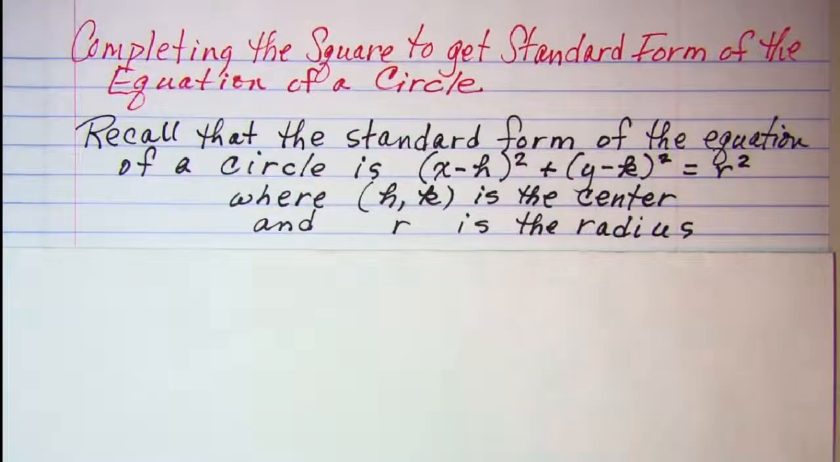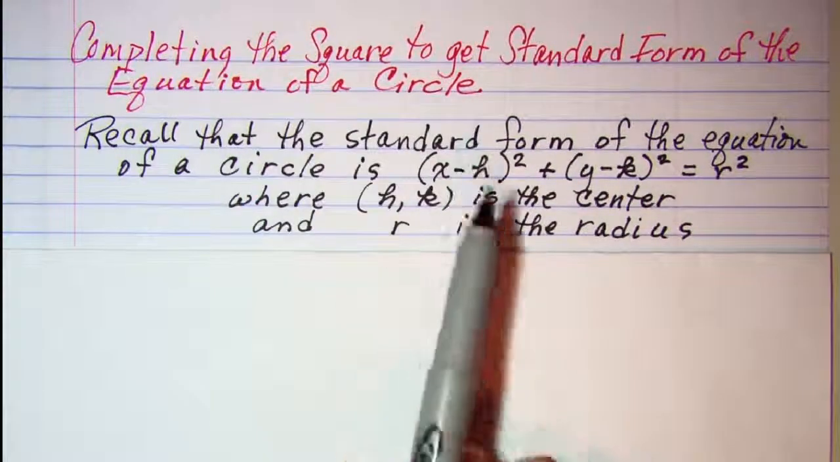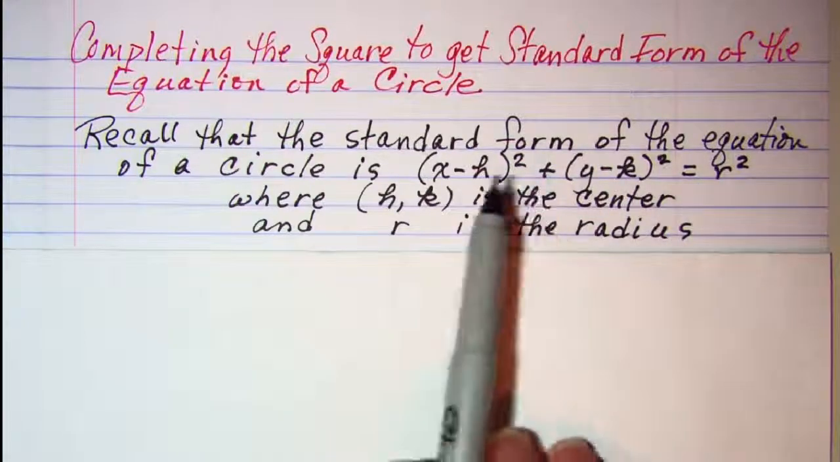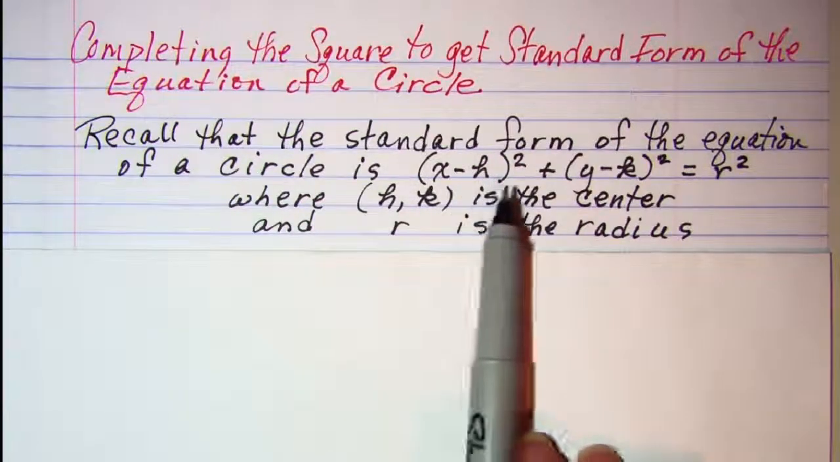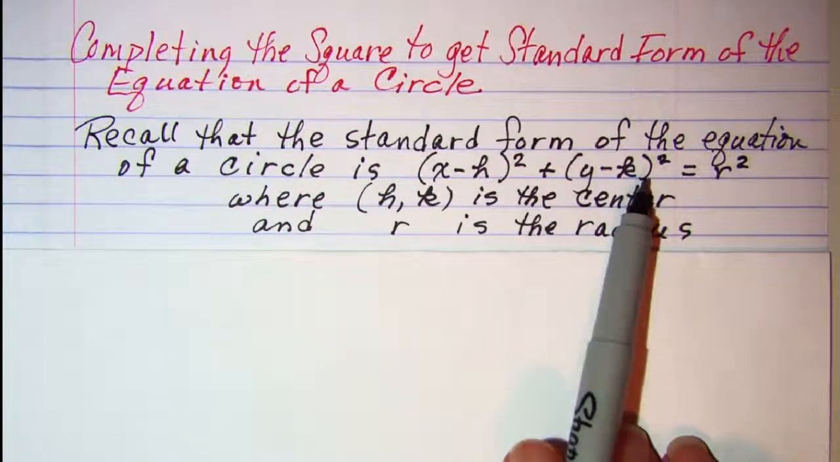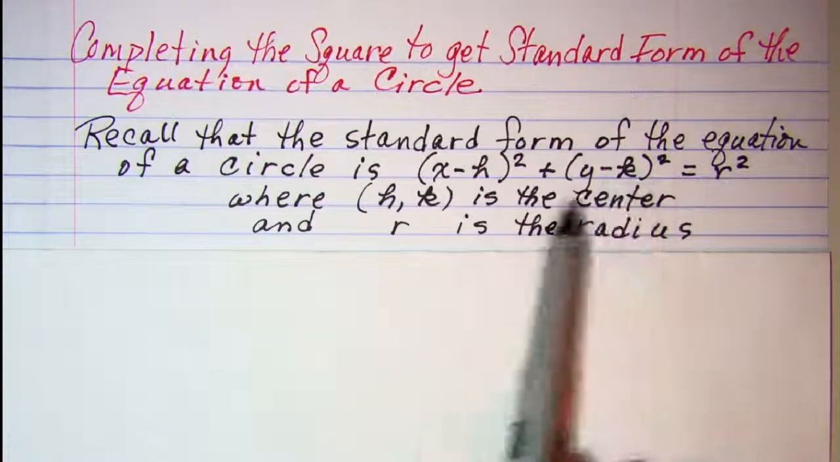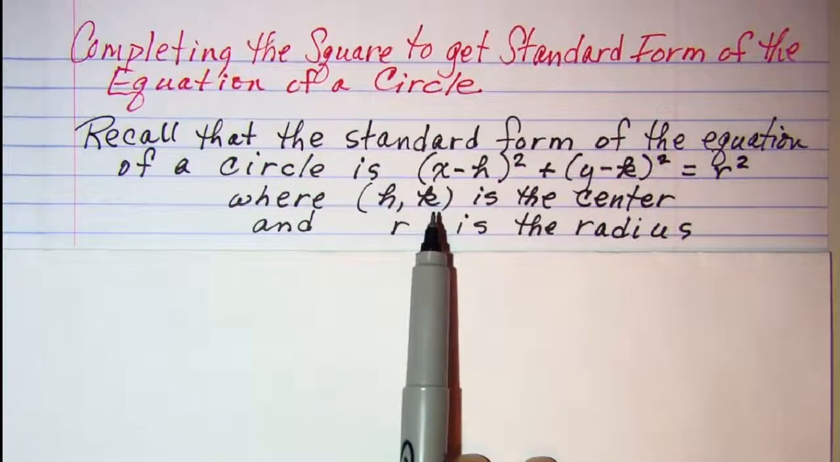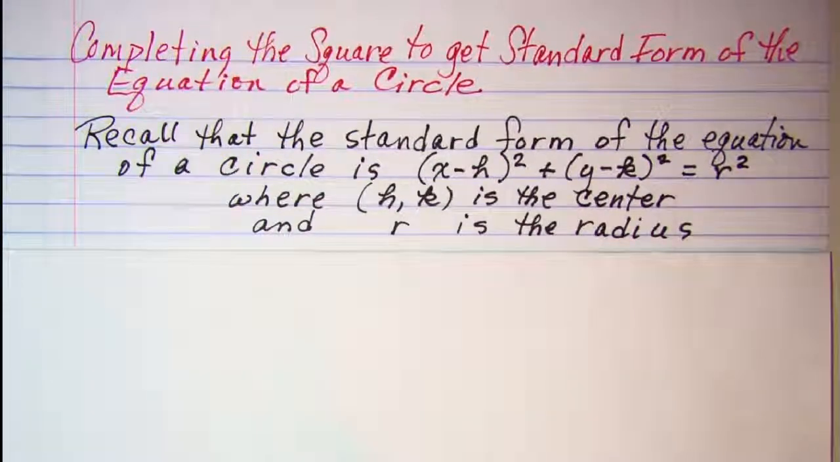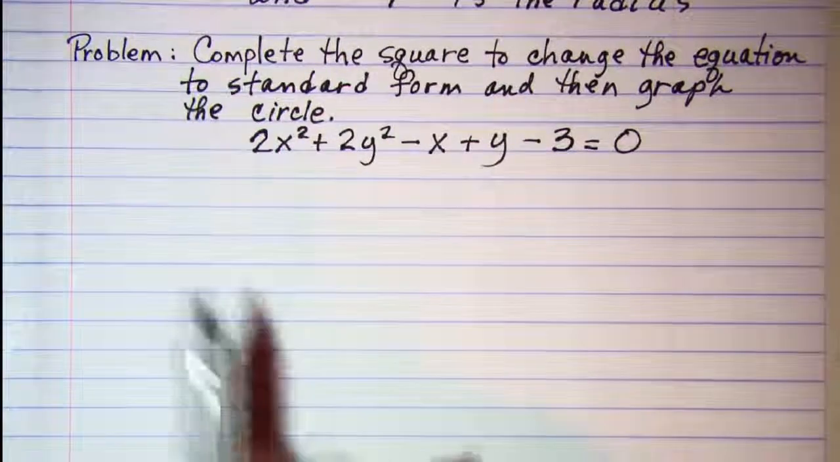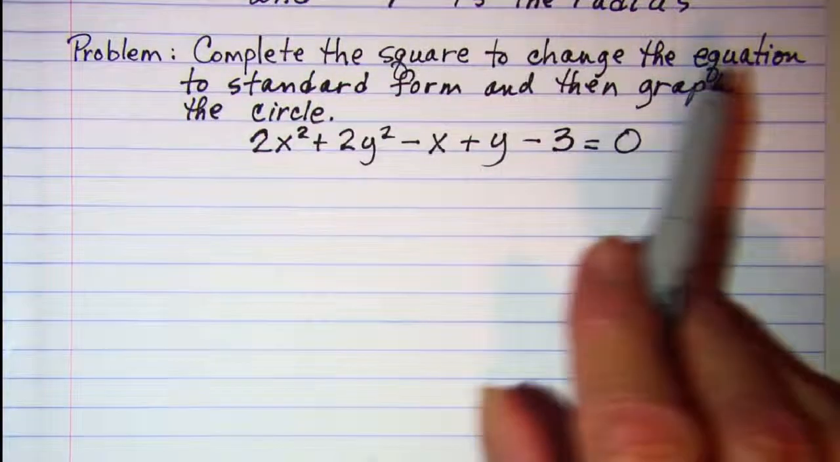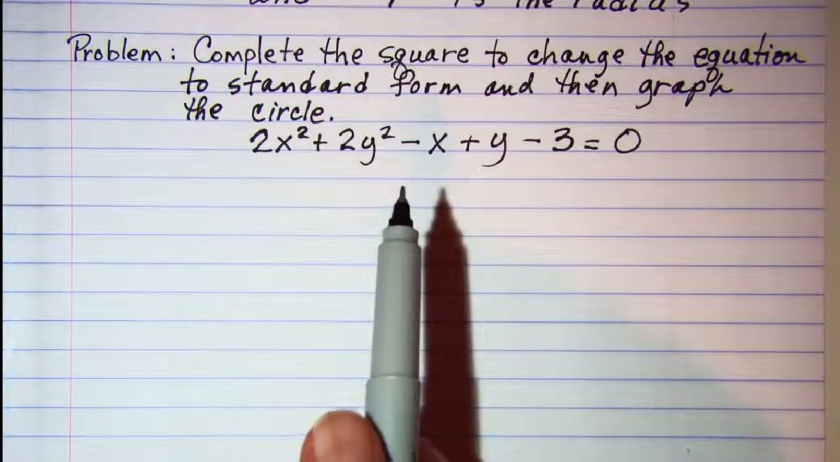In this video, we'll be completing the square to get the standard form of the equation of a circle. Recall that the standard form of the equation of a circle is the quantity x minus h squared plus y minus k squared equals r squared, where (h, k) is the center of the circle and r is the radius. Our problem is, complete the square to change the equation to standard form and then graph the circle.